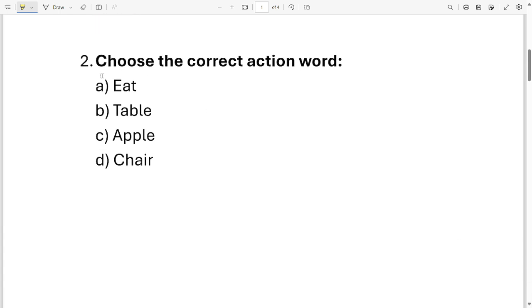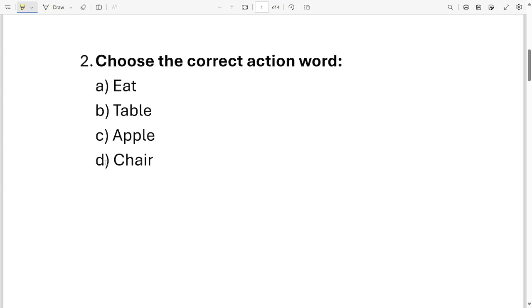Okay, the next question is, choose the correct action word. Now here 4 words are given. You have to choose which is an action word. Options are eat, table, apple, chair. Out of these 4 options, which is doing some action?